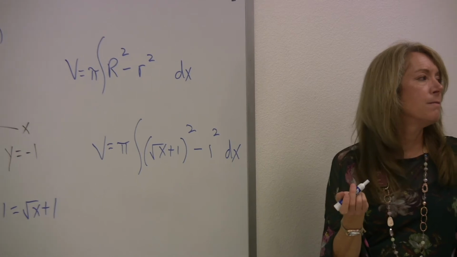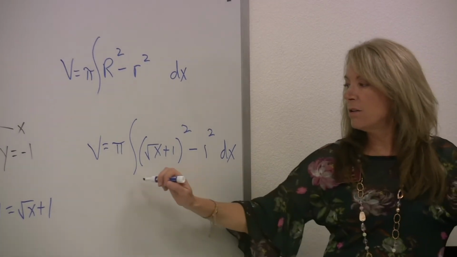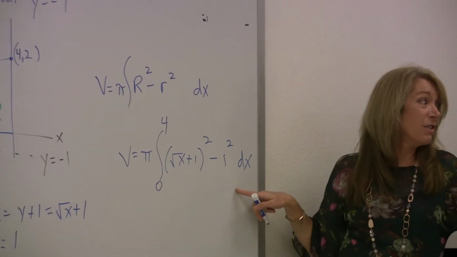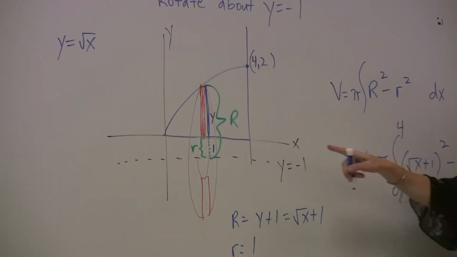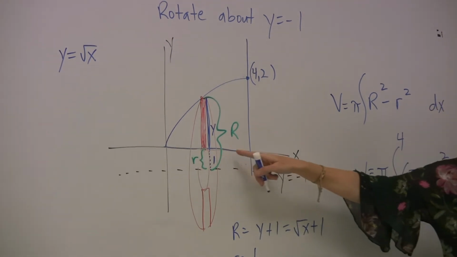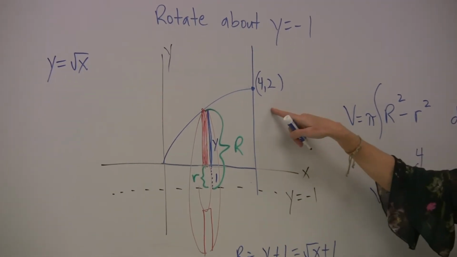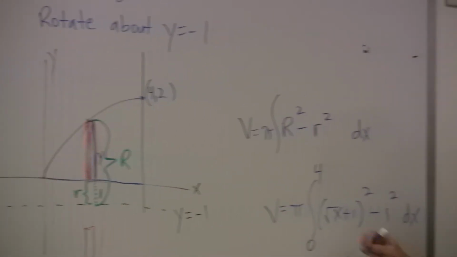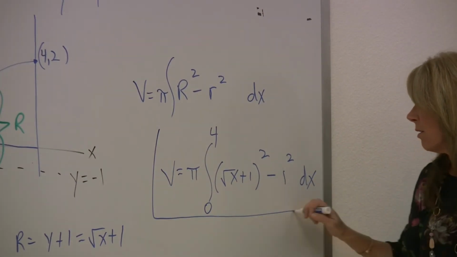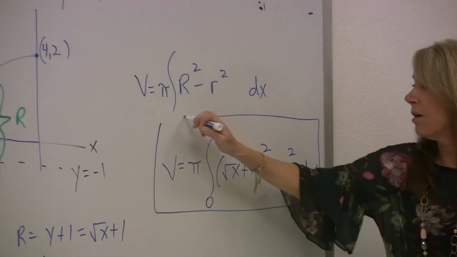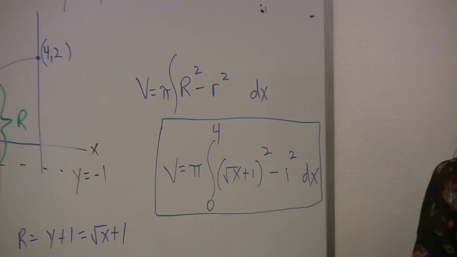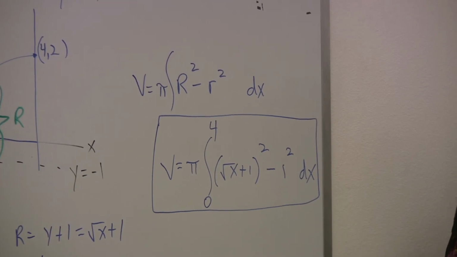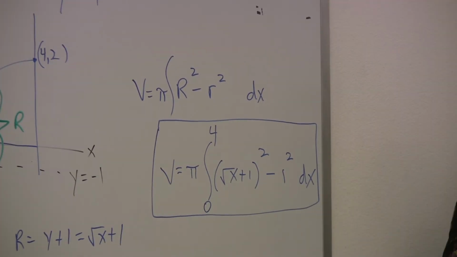What are my bounds? 0 to 4. Because these are the x values now. X starts over here at 0 and goes all the way until I get to 4. Remember this point we talked about earlier? It all depends on if you're doing dy's or dx's. In this case, it's 0 to 4. Again, it makes sense when I'm stepping you through it and explaining the why.